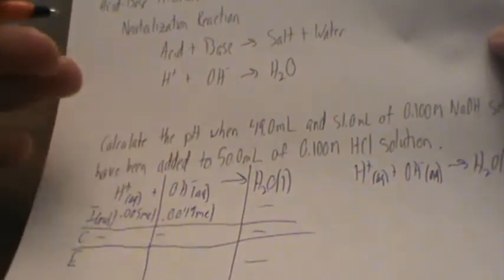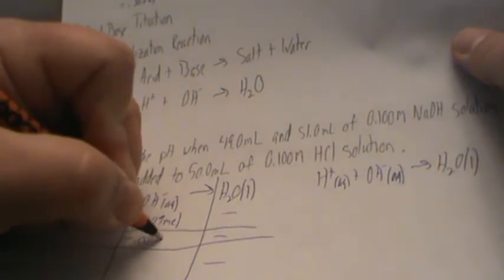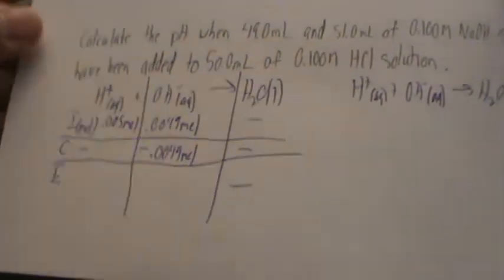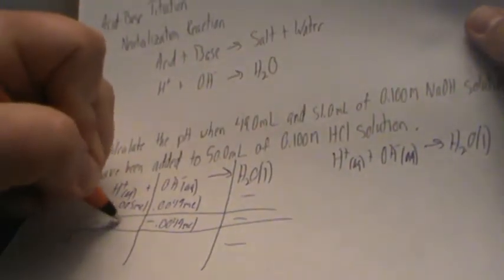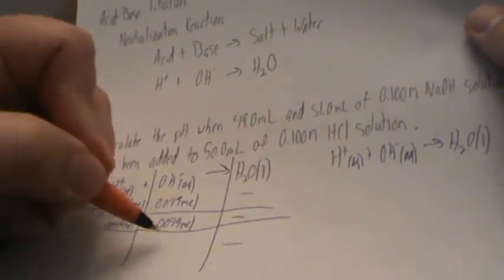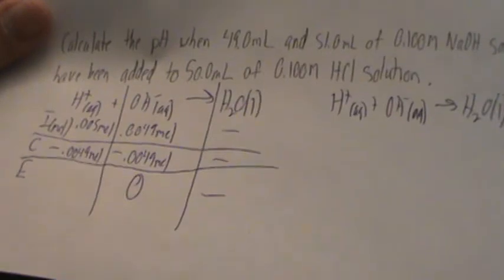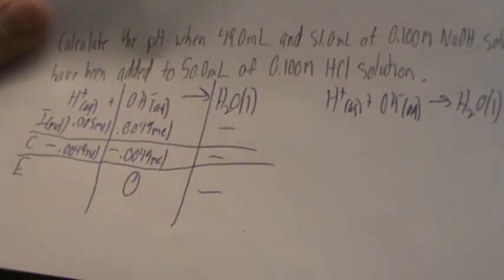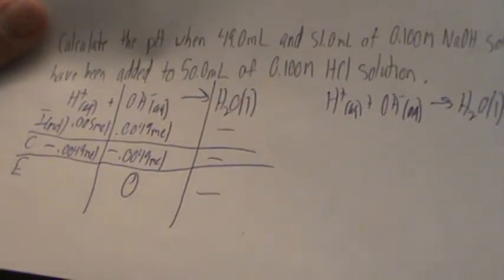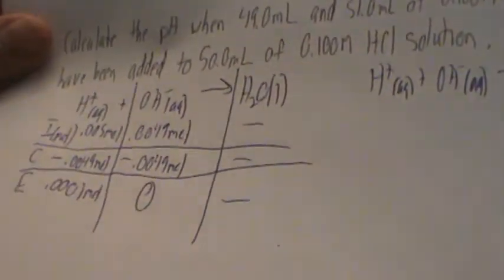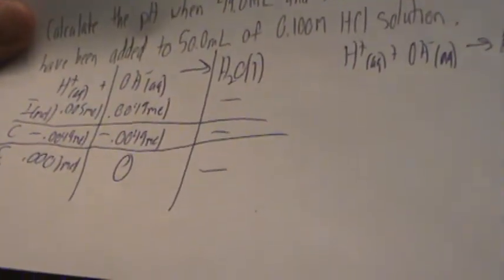Now, what number do we put in for the change? Well, we put in the smallest number. Okay, so the 0.0049. So we have no more hydroxide. But for the hydrogen ion, if we take 0.005 minus 0.0049, we have 0.0001 moles.